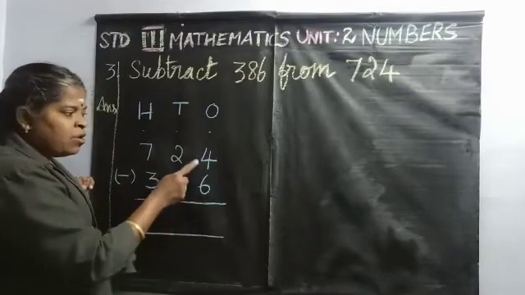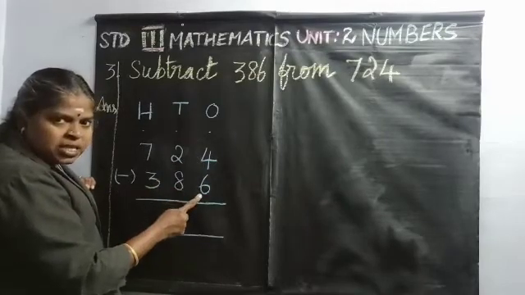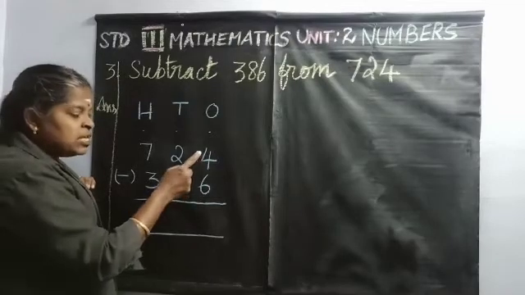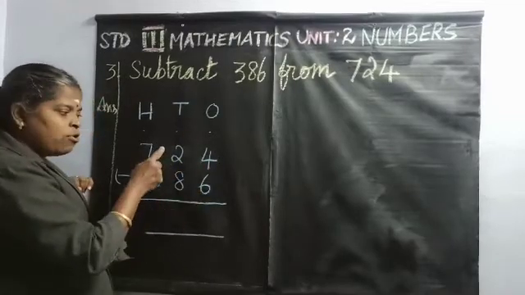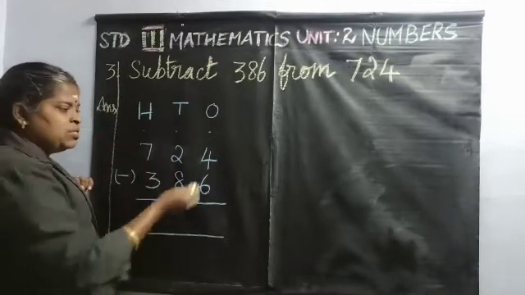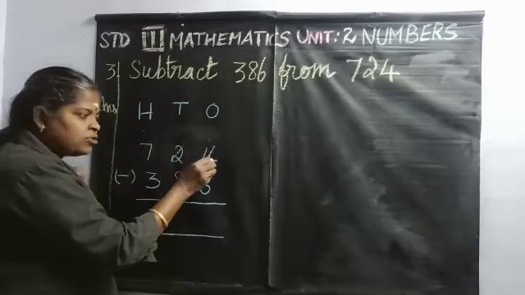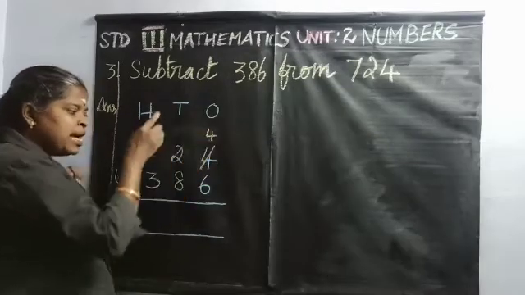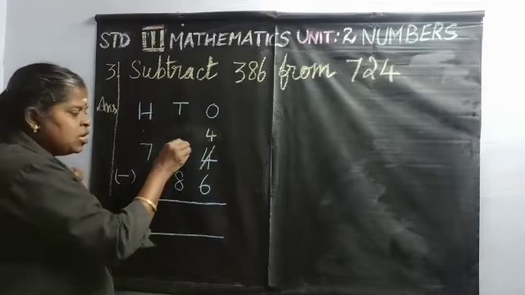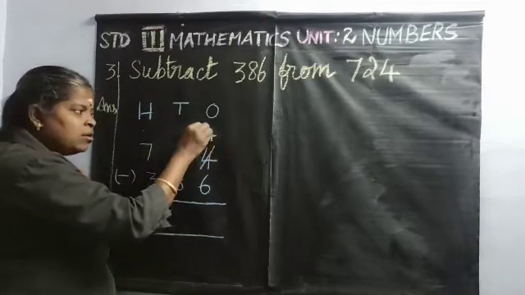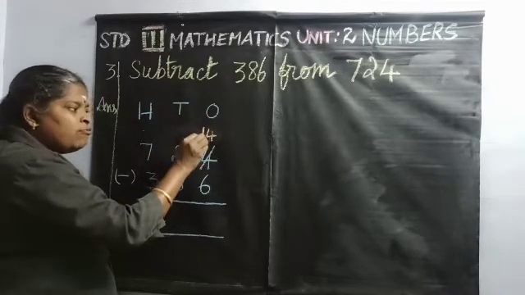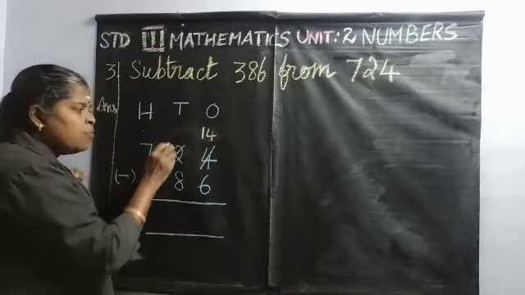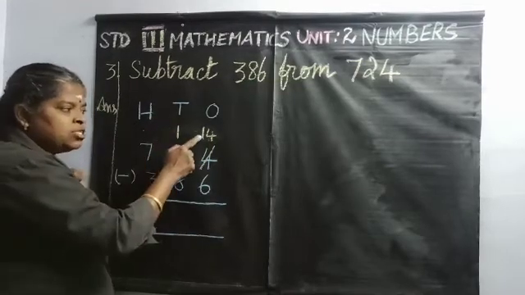How to subtract? Can 4 subtract 6? No. 4 is less than 6. So we borrow from the tens place. First strike out. We write up 4. Then borrow from the tens place. If you take from 1, here 14. Here how much will come? 1. Then start to subtract.